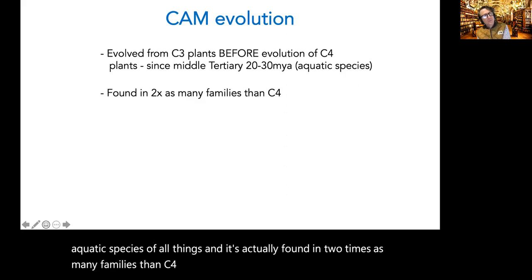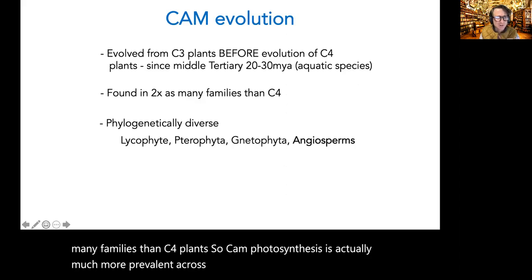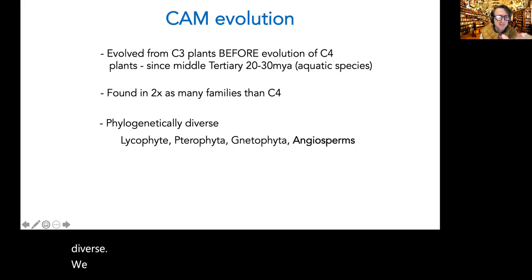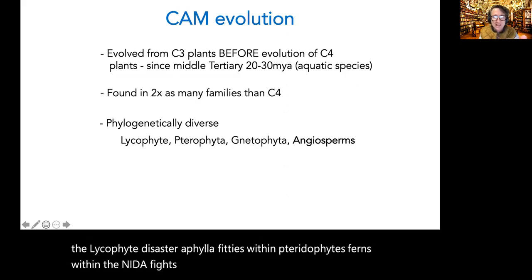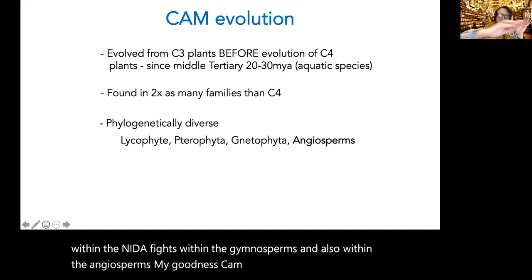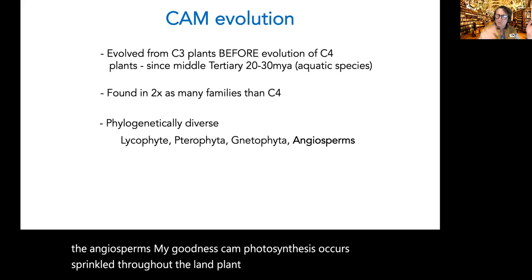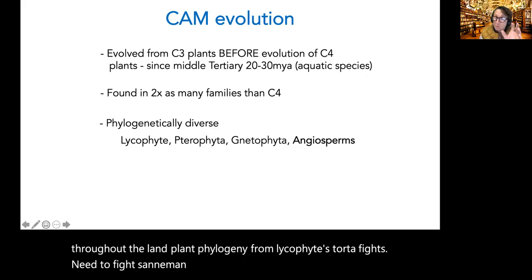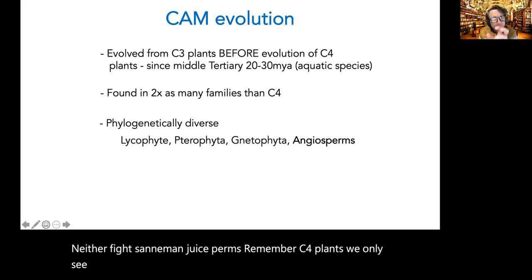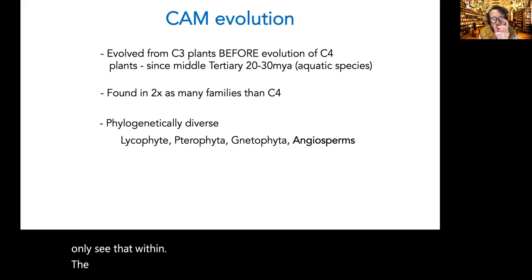So CAM photosynthesis is actually much more prevalent across the land plants. And it's actually pretty diverse. We see CAM photosynthesis within lycophytes. Gosh, remember the lycophytes, within pteridophytes, ferns, within the cnidophytes, within the gymnosperms, and also within the angiosperms. Oh my goodness. CAM photosynthesis occurs sprinkled throughout the land plant phylogeny, from lycophytes, pteridophytes, cnidophytes, and the angiosperms. Remember, C4 plants, we only see that within the angiosperms, in particular, especially within Poaceae, within grasses and the monocots.